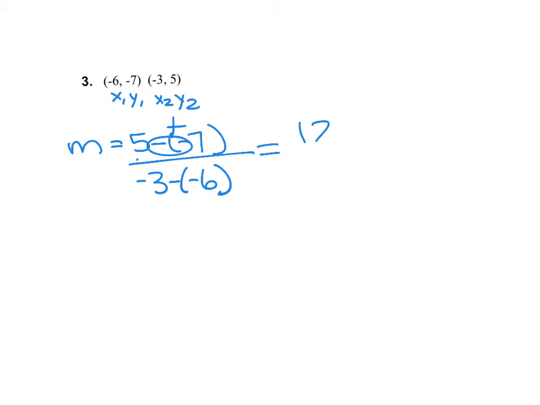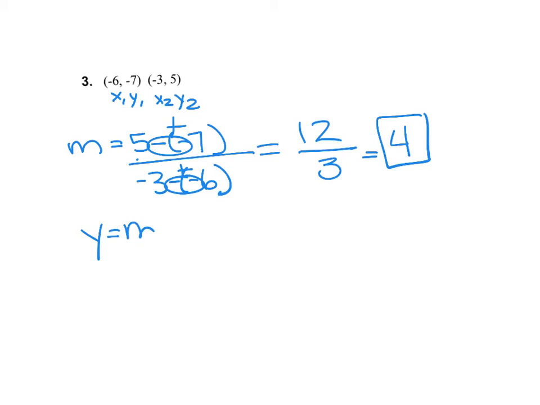So I'll have 12. And then I have -3 plus 6 is equal to 3. And let's simplify that to 4. So my slope is 4. And now I'm going to take the y is equal to mx plus b, and we're going to substitute in what we know and solve for what we don't, which is the y-intercept.